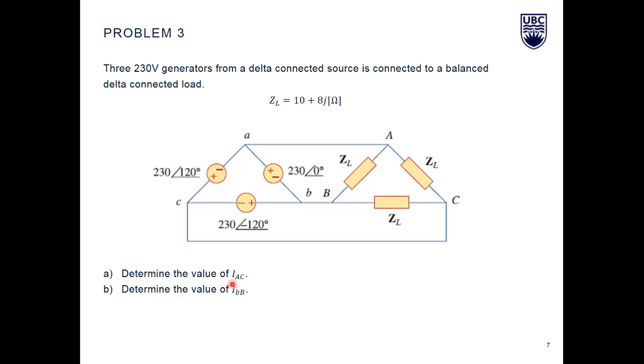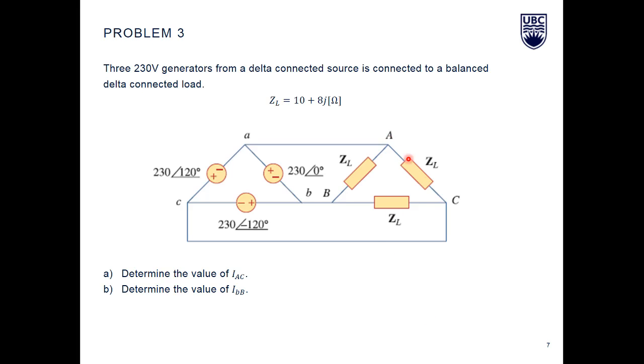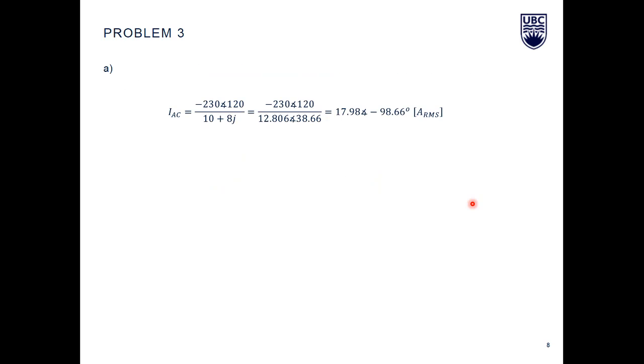So he wants us to find the current IAC, which is the current flowing in this branch, and IBB, which is the current flowing in this little branch here from small b to capital B. So in order to find that, we want to see what's the voltage across the AC branch. So we go back to the previous slide. From A to C, the capital B is connected to the small b, and the capital C is connected to the small c. So the voltage across here is the same voltage that will be applied across AC. So we can say that IAC is minus 230 with the angle of 120, over the impedance of the branch, which is 10 plus 8j. So it will give us the number 17.98 with the angle of minus 98.66 ampere RMS.